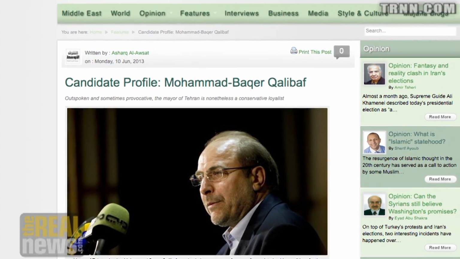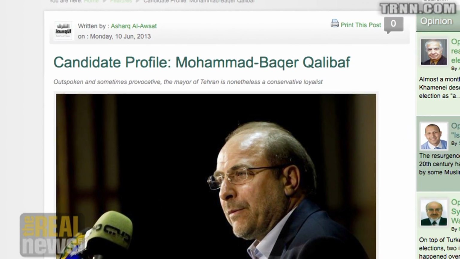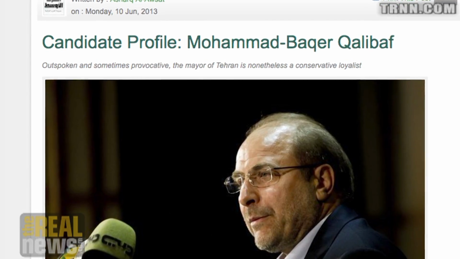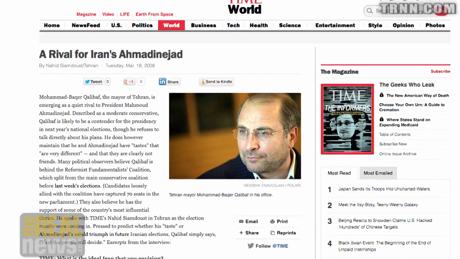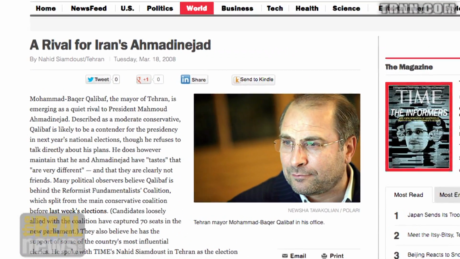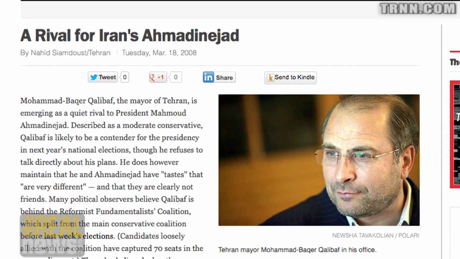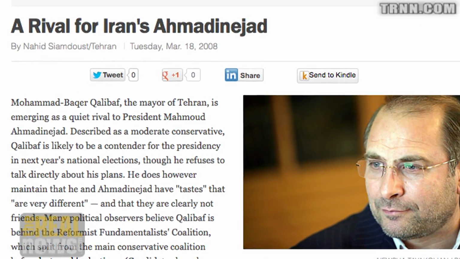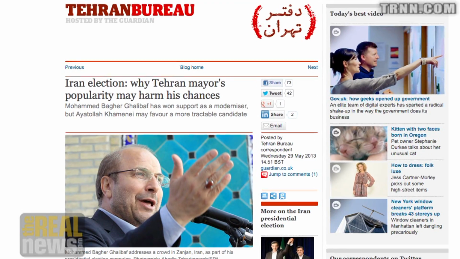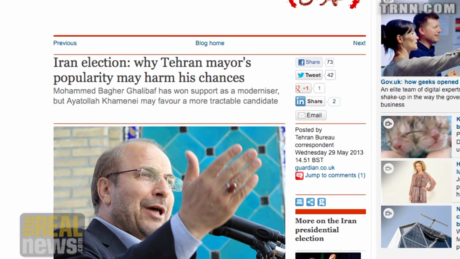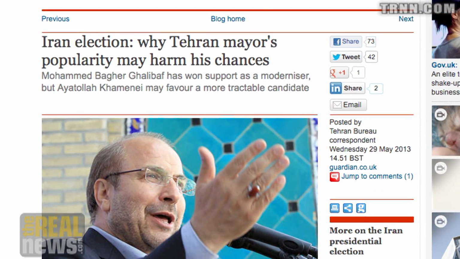One is the mayor of Tehran, Ghalibaf, who has been mayor of Tehran for a number of years and has a degree of a social base. He's running on a good technocrat platform, but nonetheless, he comes out of the Islamic Revolutionary Guard Corps and the military security background, and has made statements that align himself closely with the supreme leader.